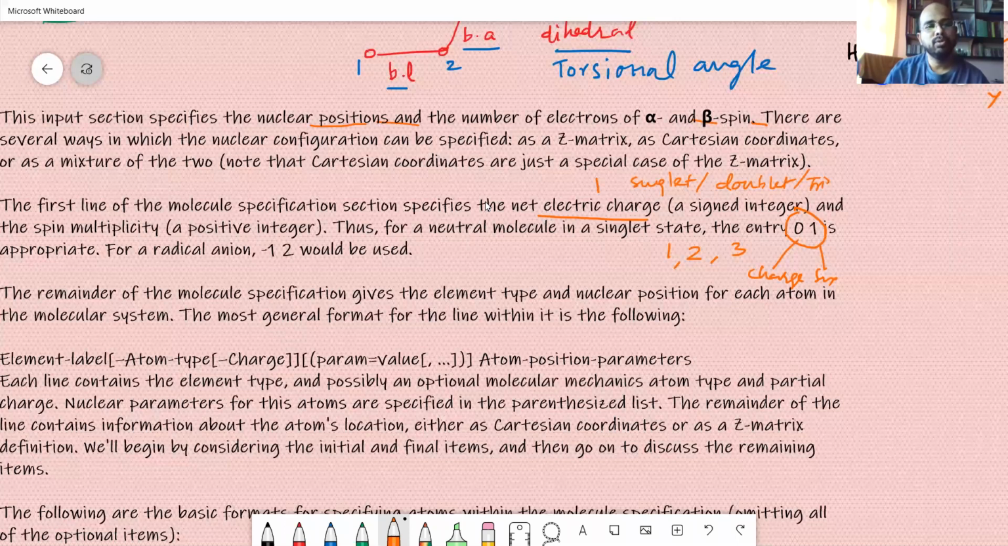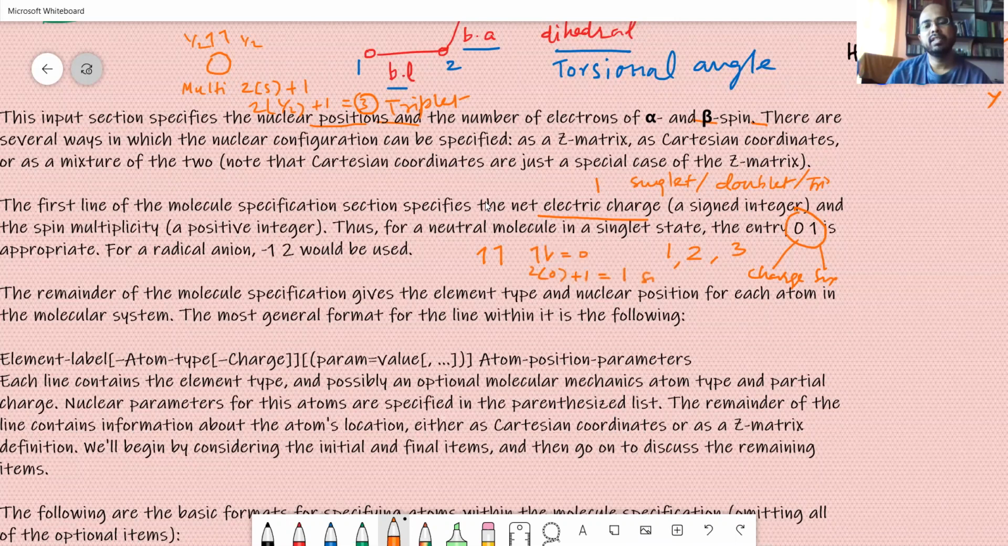You define multiplicity by the formula 2S plus 1, right? So here you have spin half and spin half. 2 into half plus 1 means 3. So oxygen is usually a triplet. Suppose you have diamagnetic oxygen, where two electrons are in the same orbital, one spin up and one spin down, then the total spin becomes 0. So 2 into 0 plus 1 is 1. Then you call it a singlet.